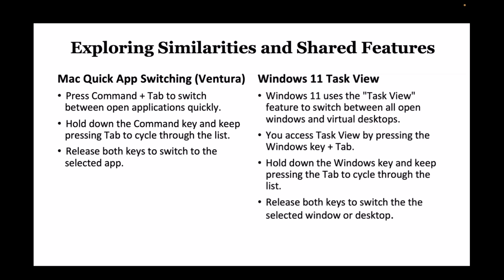In Windows, it's called the Windows 11 Task View. That's a feature where you can switch between all open windows and virtual desktops. You access it by pressing the Windows key plus Tab, holding the Windows key and pressing the Tab to cycle through the list. Release both keys to switch to the selected window or desktop.